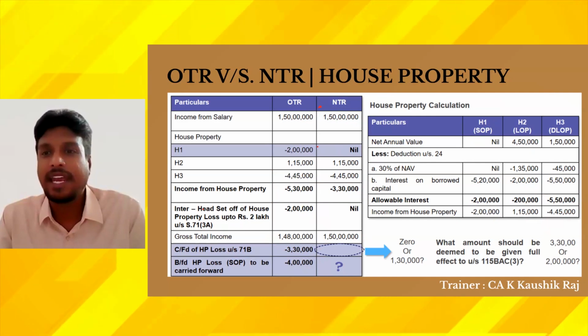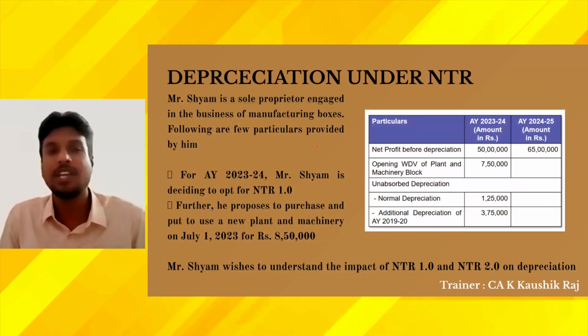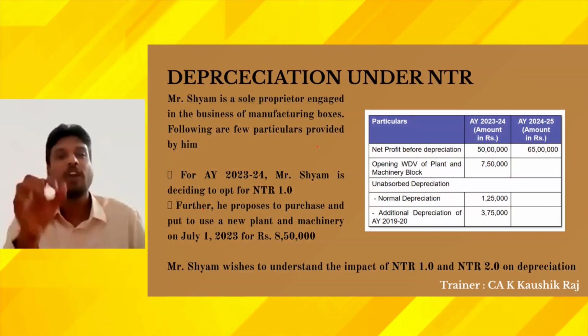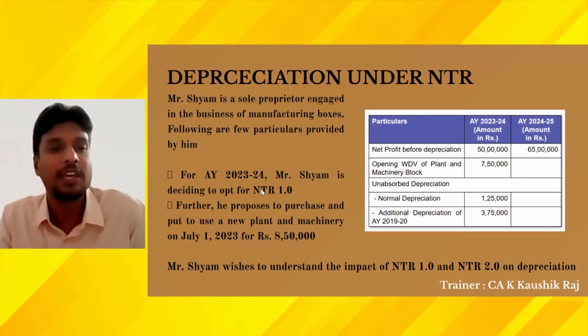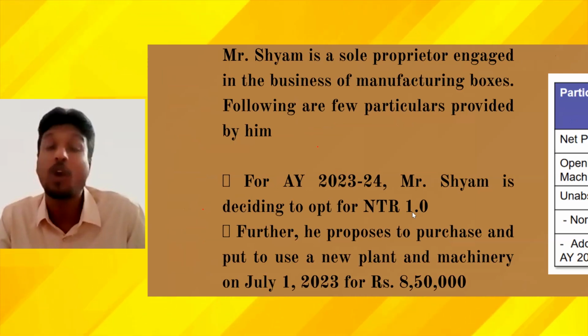So this is the next case study that we had to discuss. And then in terms of the depreciation, Mr. Sham is a sole proprietor engaged in the business of manufacturing boxes. Following are the few particulars provided by him. For assessment year 23-24, Mr. Sham is deciding to opt for new tax regime 1.0.